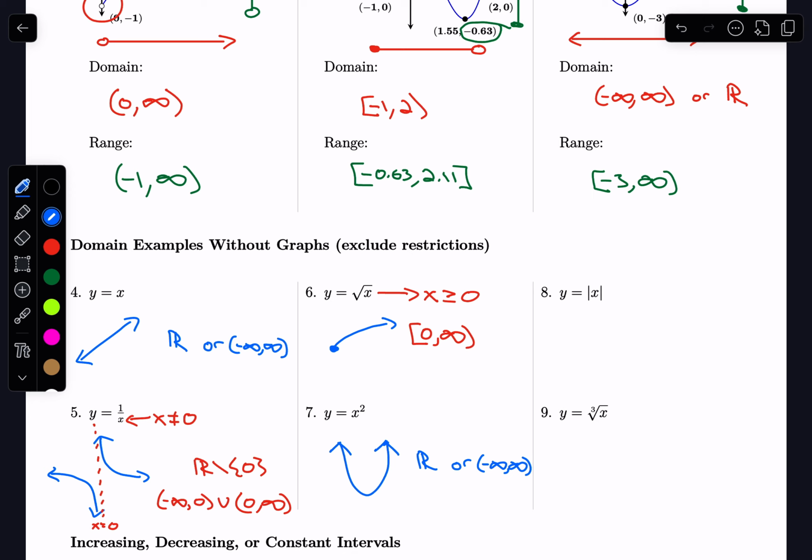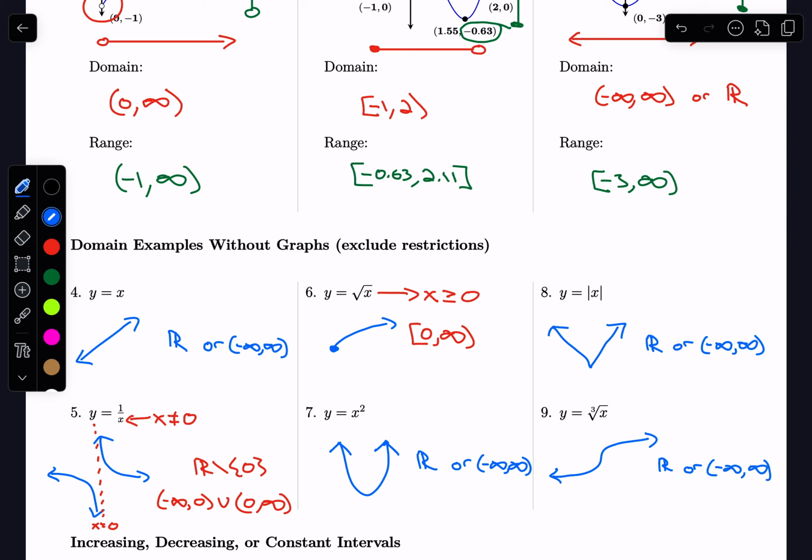Number 8 is an absolute value graph that looks like a V, very similar to x squared, but a V instead of a U shape. That is also defined for everything, so all real numbers or negative infinity to infinity. And the last one is a cube root that also has no restrictions. It looks like a sideways cubic graph, like I drew there. And so again, all real numbers or negative infinity to infinity.